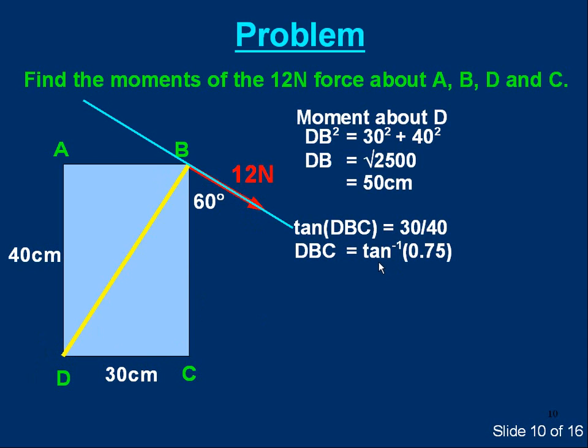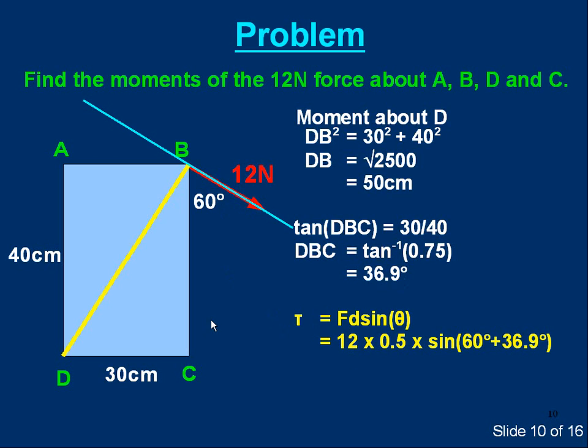So DBC, the angle is inverse tangent, arctan, or tan minus 1, of 0.75. On your calculator it comes to 36.9 degrees. So actually this angle here is 60 plus 36.9. Let's work out the moment.